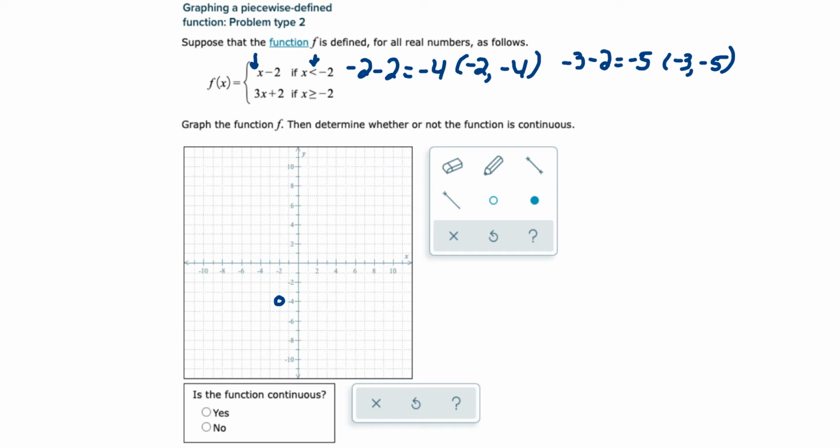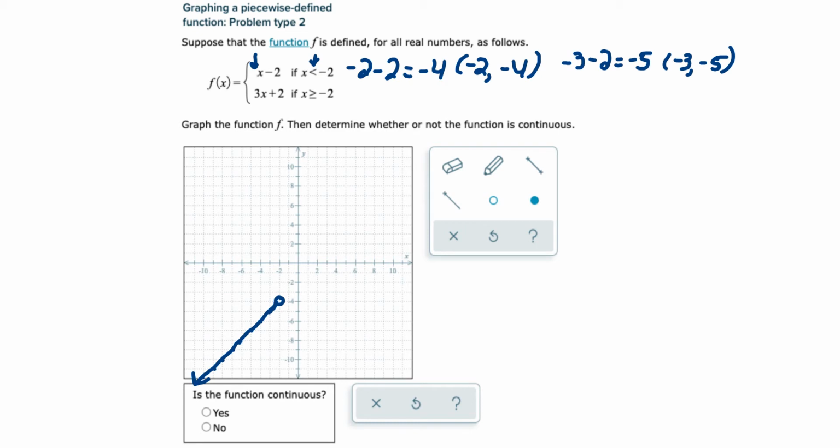Then I could plot that, which is here. Now, this is following that pattern of the slope of positive 1. So it's down 1, left 1, the rest of the way. And I only care about the values where x is less than negative 2. So this is what that part of the graph will look like.